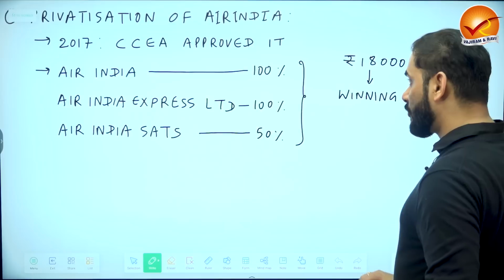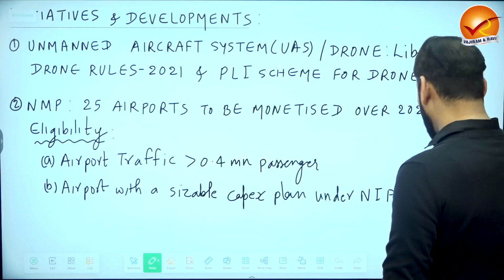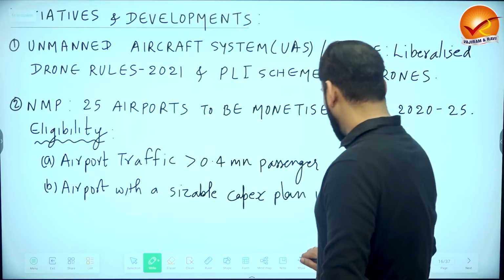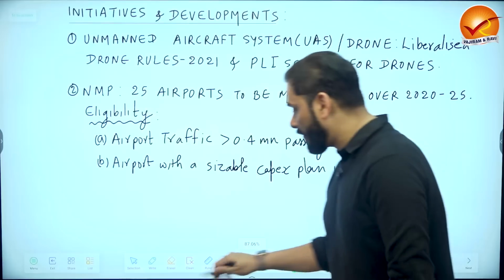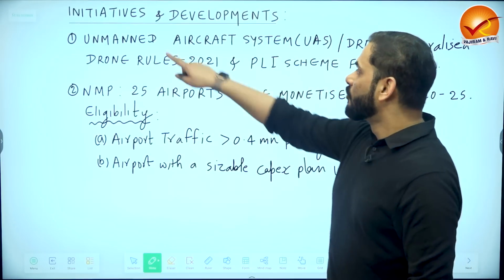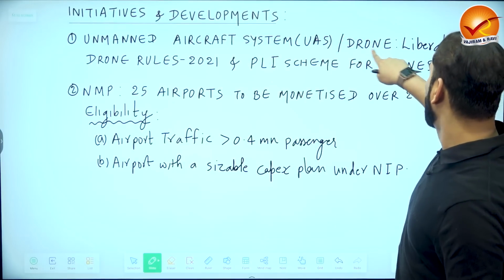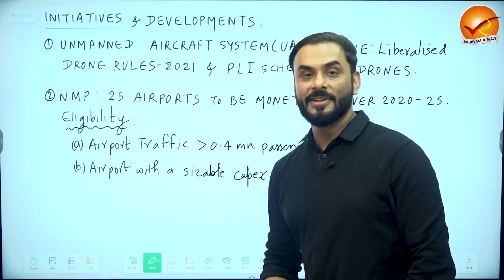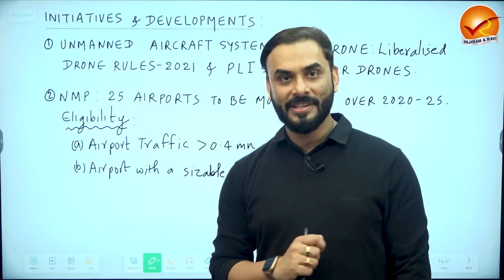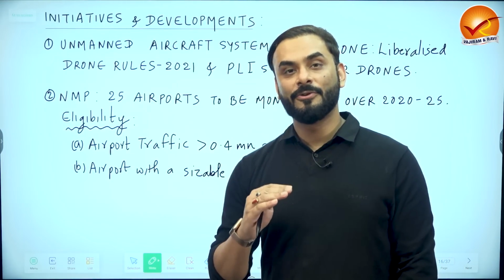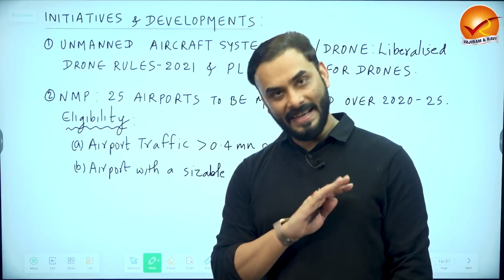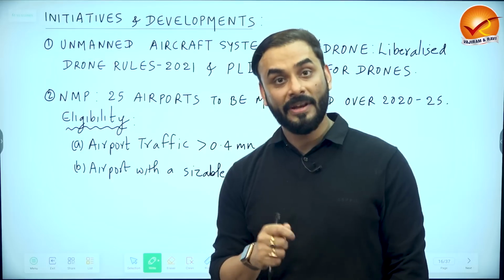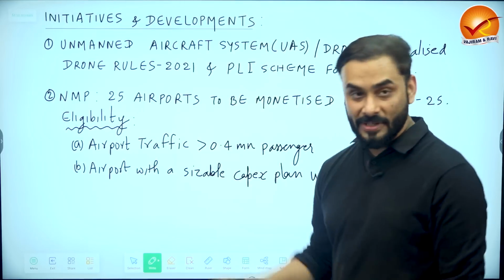Now, let us look at some of the other developments that have happened in the field of aviation. These are some of the initiatives that the Government of India has taken. First, unmanned aircraft systems or drones. Do you remember in the previous videos we discussed that the Government of India has launched a new drone policy where the rules and regulations related to drones have been liberalized, made easy? The Government of India has also launched a production linked incentive scheme for drone manufacturing within India. So yes, that's one of the steps.